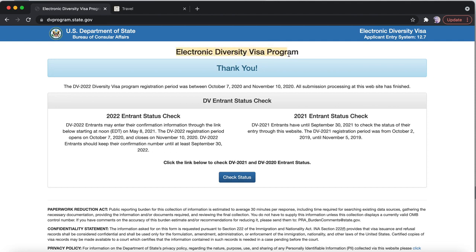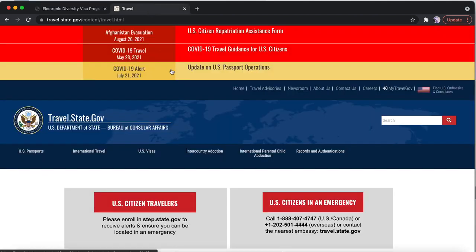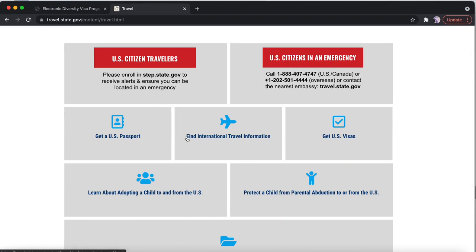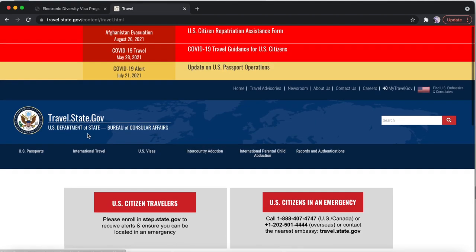Usually every year the United States Department of State gives around 55,000 chances to people from countries with low immigration to the United States. Basically, some countries are not eligible to apply, but some are. So if your country is one of them, then it would be great, and you can try to apply and take that opportunity. This is the real website where you can get all the information.